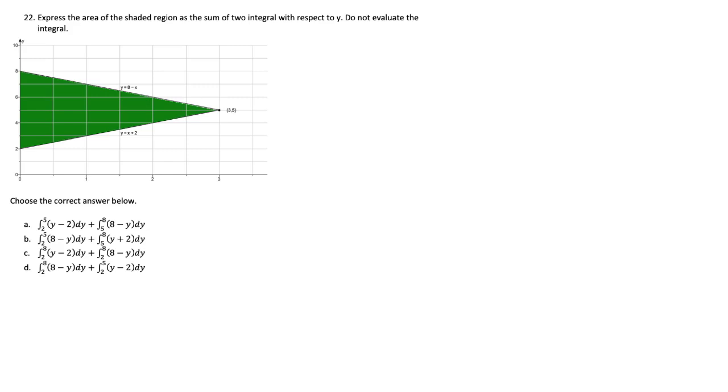Express the area of the shaded region as the sum of two integrals with respect to y. Do not evaluate the integral. Because we're integrating with respect to y, we need to solve each of the equations given in the graph for x. So we have y is equal to 8 minus x on the interval from 0 to 3 implies that x is equal to 8 minus y for y in the interval from 5 to 8. Doing the same thing for the second equation, we have x is equal to y minus 2 for y in the interval from 2 to 5.